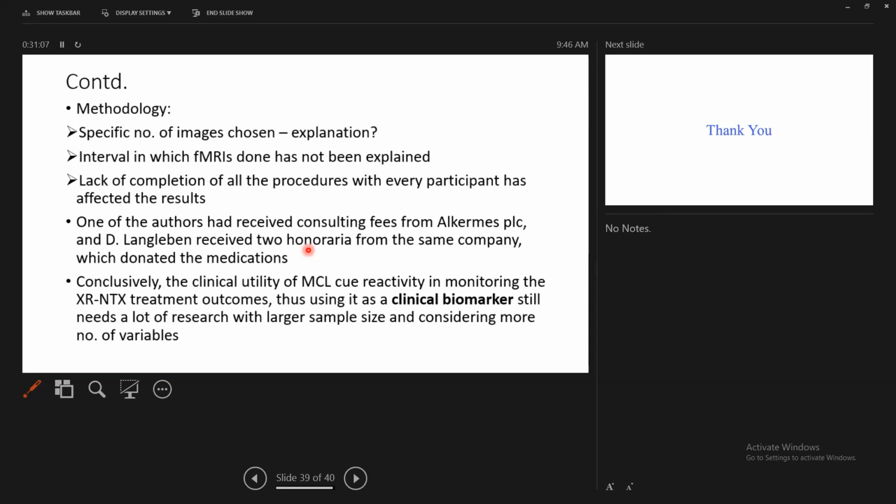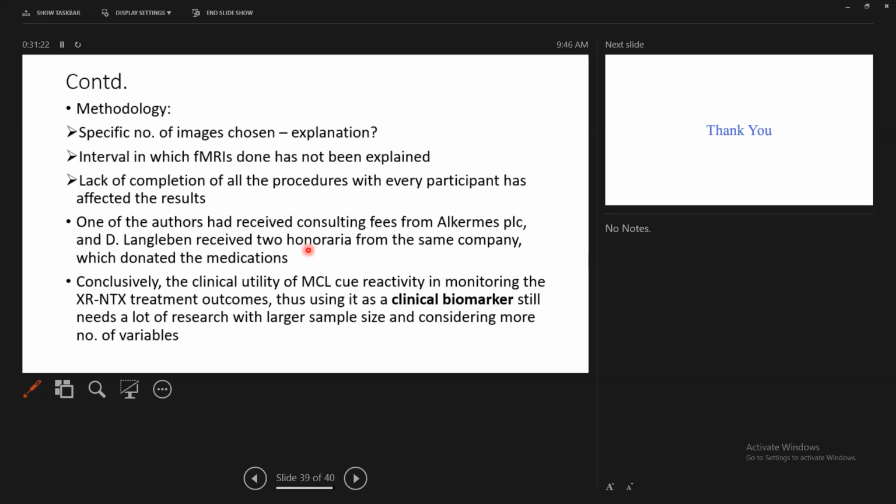Fine. One of the authors had received consulting fees from Alkermes PLC, and D. Langeman received two honoraria from the same company, which donated the medications. So there is a conflict of interest which is coming out clearly. Okay, it was mentioned in the article also.